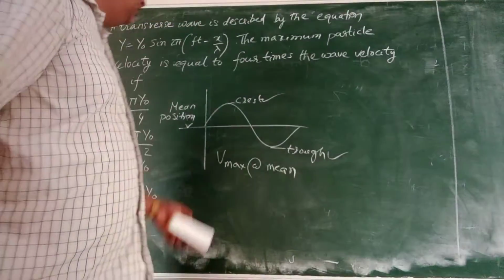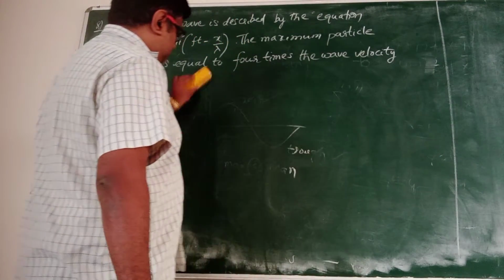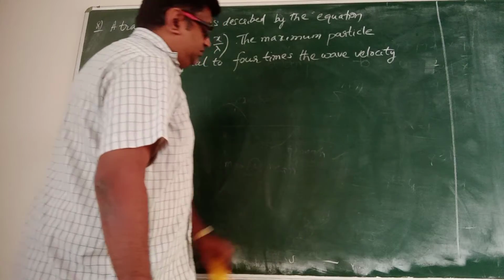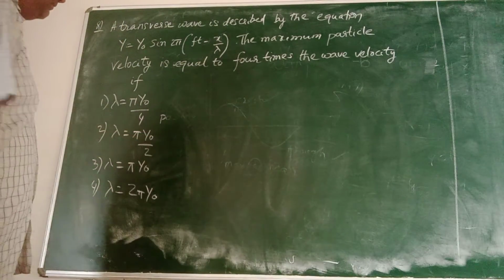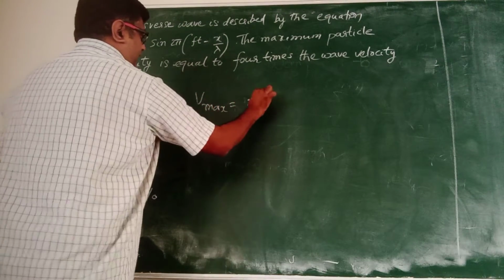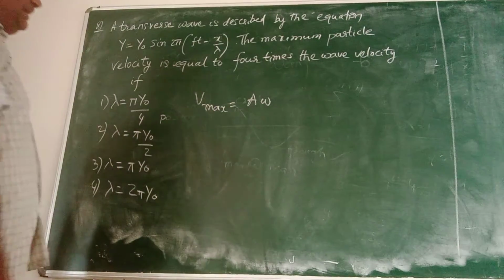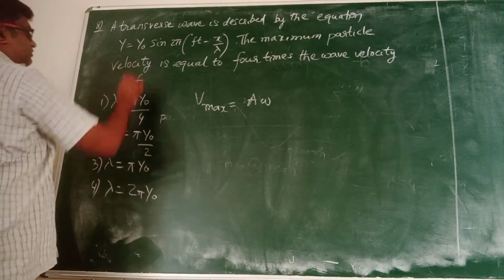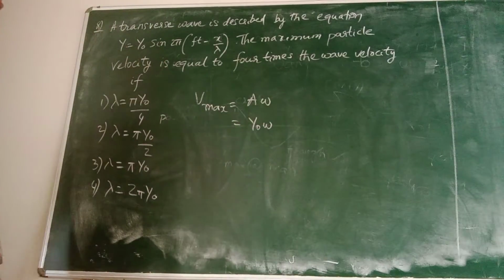So what is the maximum velocity actually? In the oscillations chapter we have seen the maximum velocity. Vmax is equal to A omega. But what is A here? It is the amplitude. What is the amplitude in this equation? It is y0. So Vmax is y0 omega. Alright.